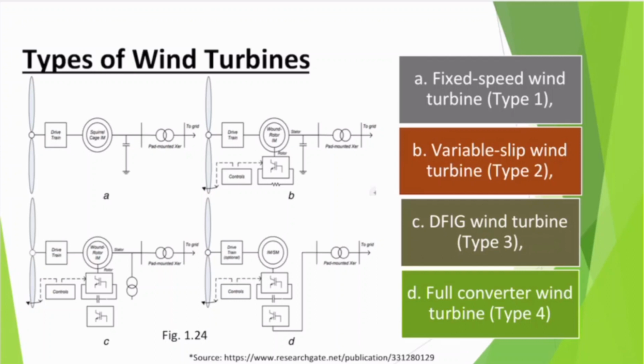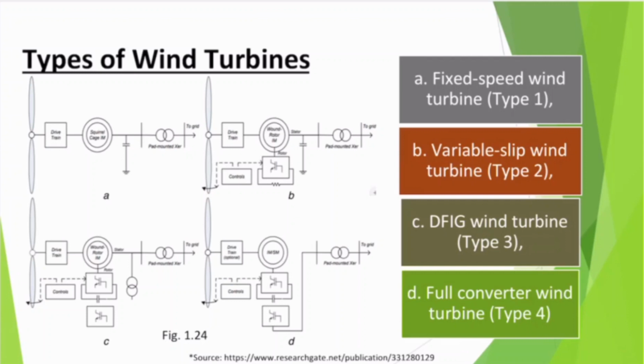Now, there are different types of wind turbines, and you can see there are 4 diagrams, A, B, C, D, and they are typical arrangements through which wind turbines operate. The first type is known as fixed speed wind turbine, which is type 1. And then the second one is variable slip wind turbine, which is type 2.